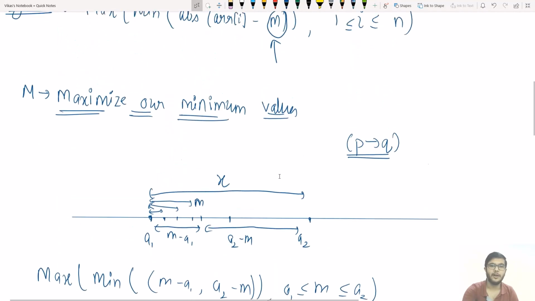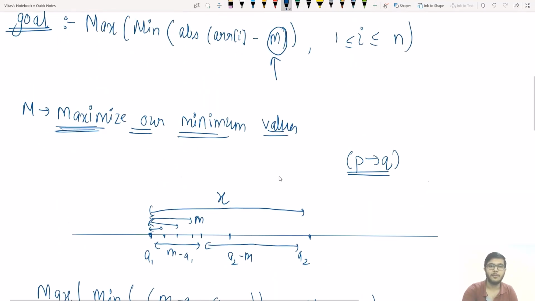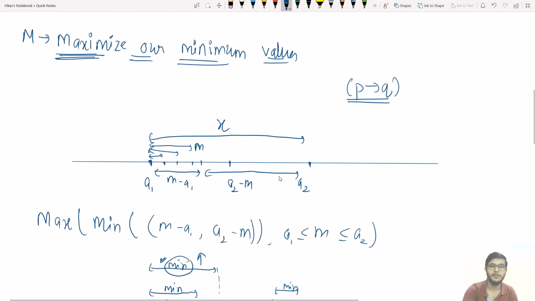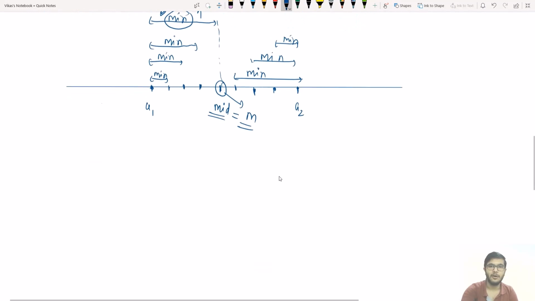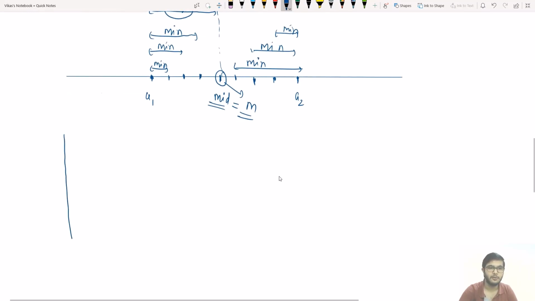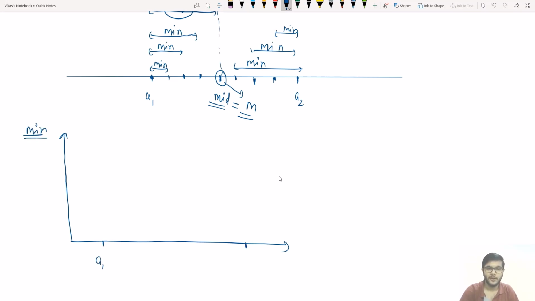I hope now you get what it means to maximize our minimum value. We are just going to choose only those m which maximize our minimum values. So that m is the mid value. Let's see it with a graph also. These are the minimum values, and these are the points. Let's say this is a1, this is a2, and this is mid.